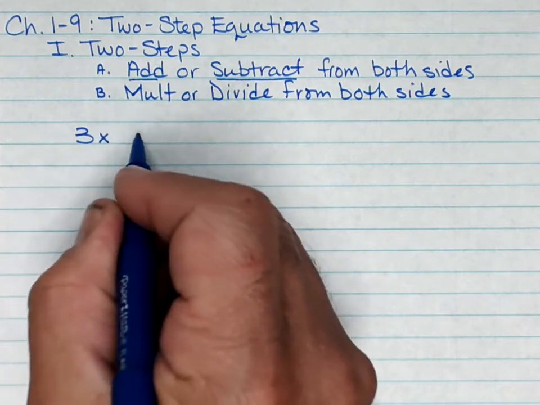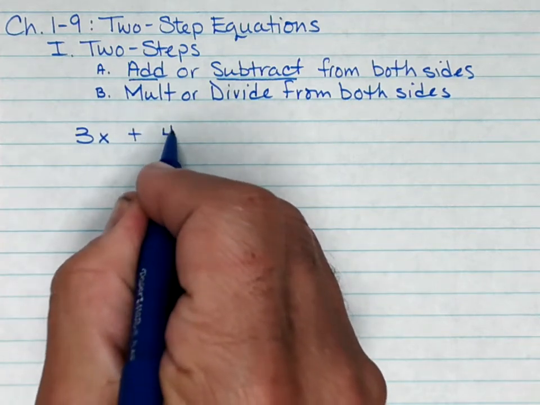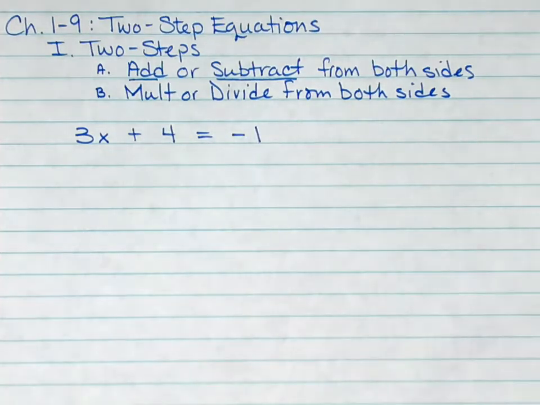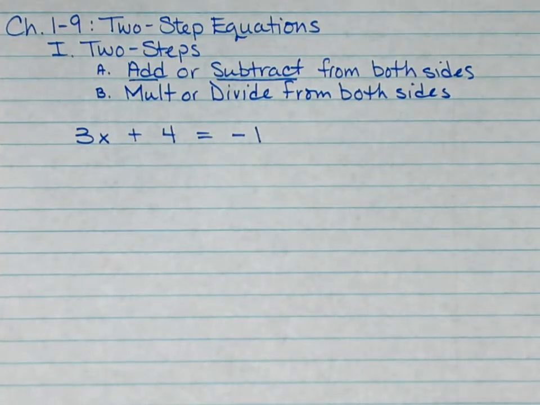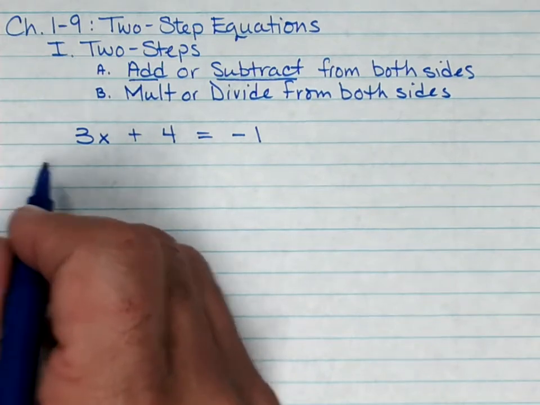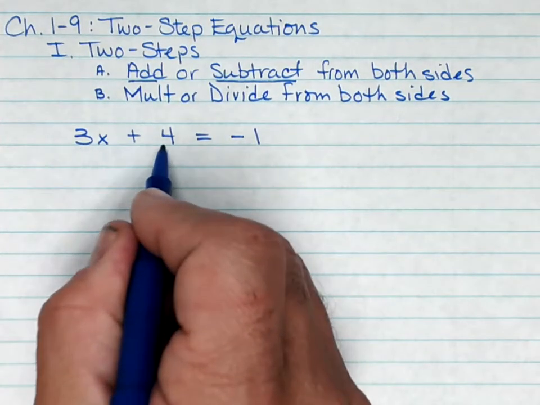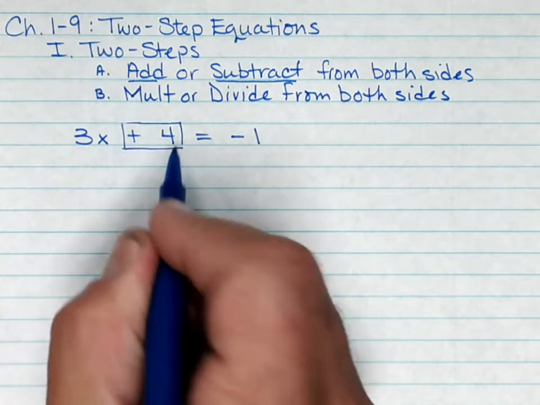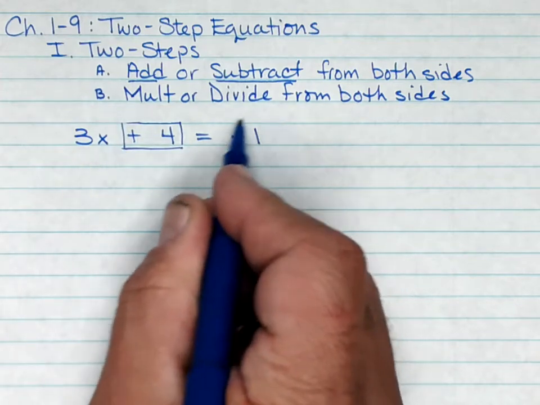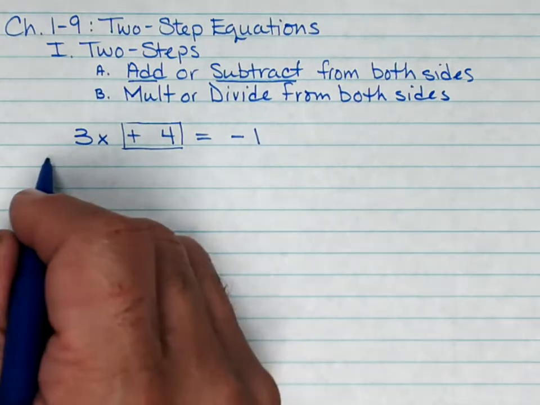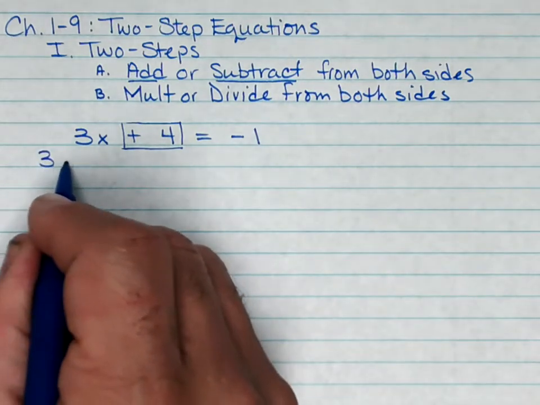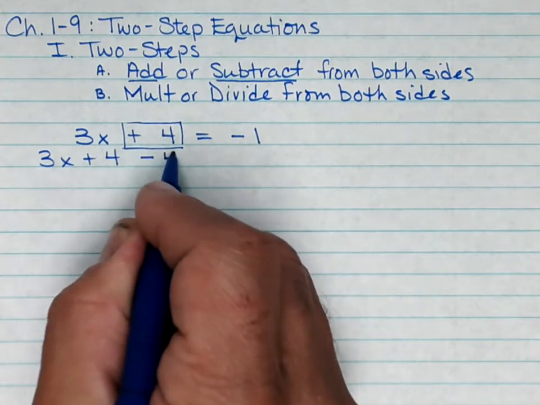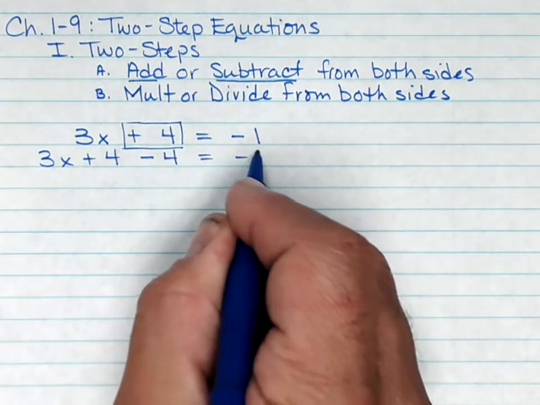3x plus 4 is negative 11. I'm going to show this in two ways in terms of technique. This is our variable expression. We want to remove this constant from this side and actually join it with this constant. So we're going to use the inverse. Instead of adding 4, we're going to subtract 4 from both sides.